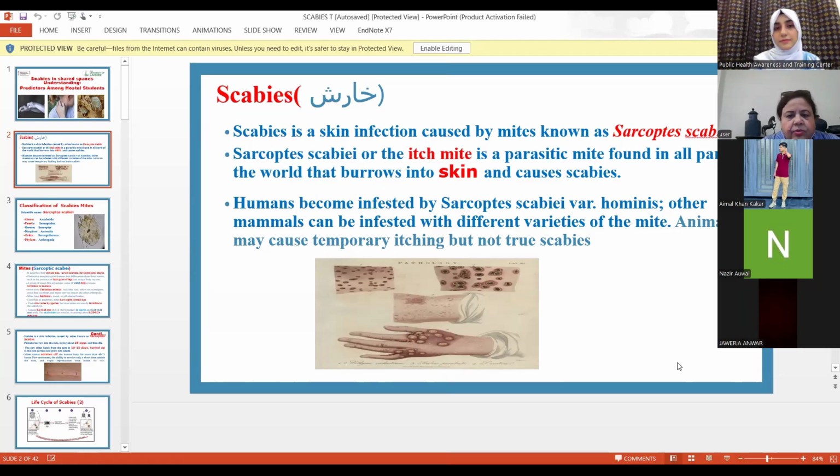Scabies in general. Scabies is a skin infection caused by Sarcoptes scabiei, which is a parasitic infestation. Sarcoptes scabiei, or the itch mite, is a parasitic mite found in all parts of the world that burrows into the skin and causes scabies. Humans become infested by Sarcoptes scabiei, while other mammals can be infected by different varieties of mites, which may cause temporary itching but not true scabies. First of all, I would like to give a brief introduction.